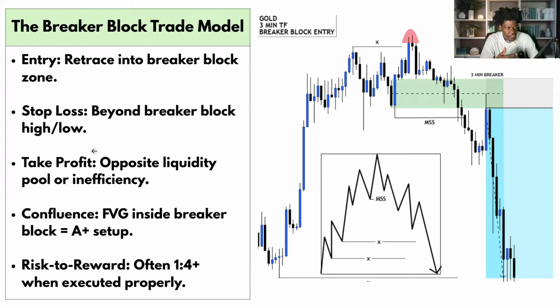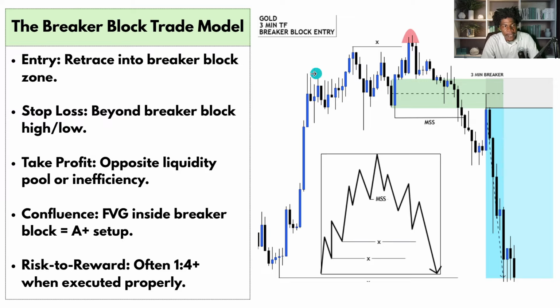For our confluence, the fair value gap inside of a breaker block equals an A+ setup. And then for our risk to reward, we're often risking between 1 to 4% when properly executed. But me personally, I always target a 1 to 3 R. It's like a golden 1 to 3.